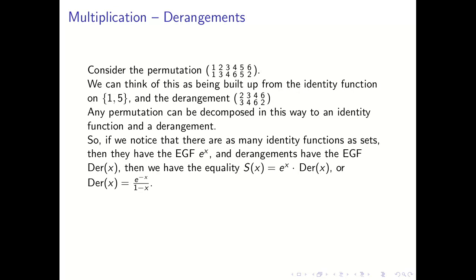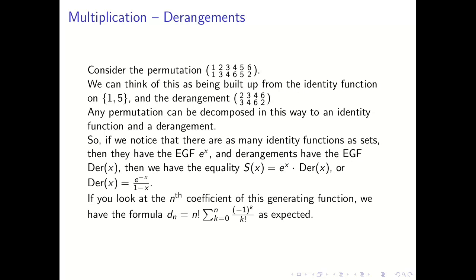And if you just rearrange that and substitute in what we know to be the exponential generating function for S(x), this gives us an exponential generating function for the derangements. And if you were to look at the nth coefficient of this generating function, you'll see that this is the formula that we get, and this formula just comes straight from doing the product.